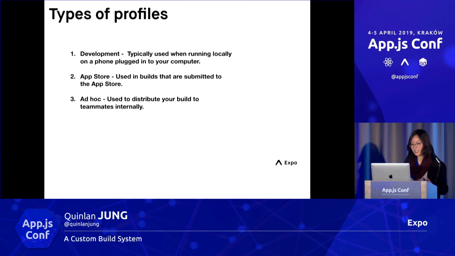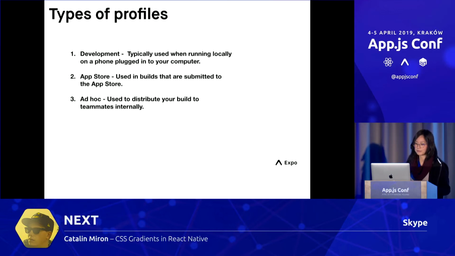All right, so there's a couple different types of provisioning profiles. The first one that a lot of you might be familiar with is the development one. And this is typically used when you're running Xcode locally on a phone plugged into your computer. The second one is an App Store profile, and this is used in builds that are submitted to the App Store and distributed to everybody in production. And last of all, there's the ad hoc profile, and this is used to distribute your build to teammates internally.